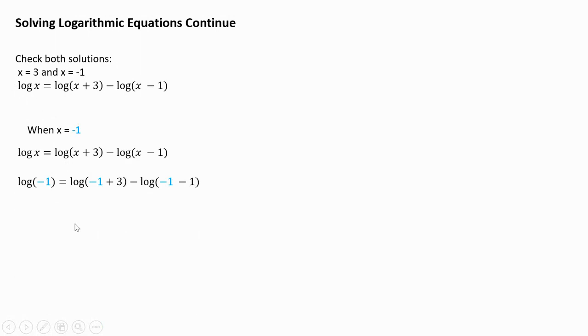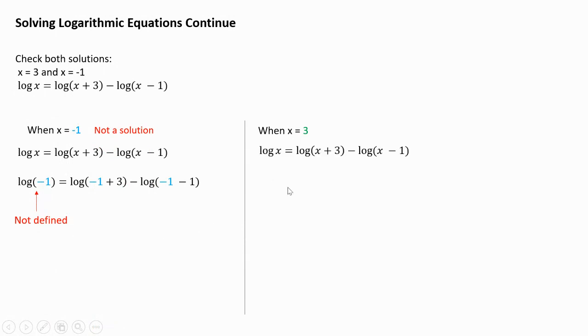Because if we plug it in, right here, this is not defined. That's why I know it cannot be a negative answer. So negative 1 is not a solution. Now let's plug in 3. More likely that 3 is going to work. So we're going to plug in 3 for every x. We plug in 3 there, 3 there, and 3 there.